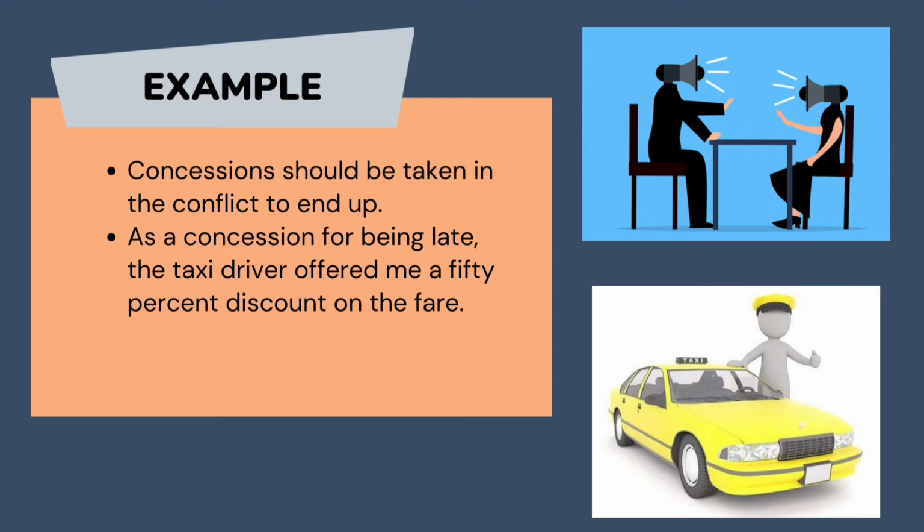The next example is, as a concession for being late, the taxi driver offered me a 50% discount on the fare. This means that the taxi driver was late, he was not on time, so he gave me a concession of 50% discount on the fare, or he made a compromise of 50%.